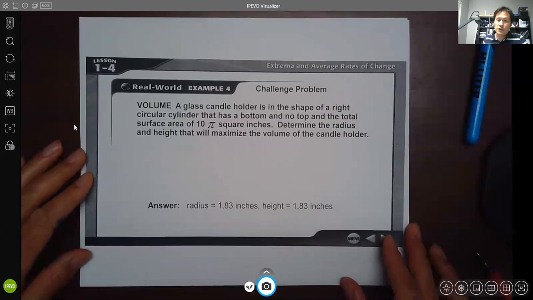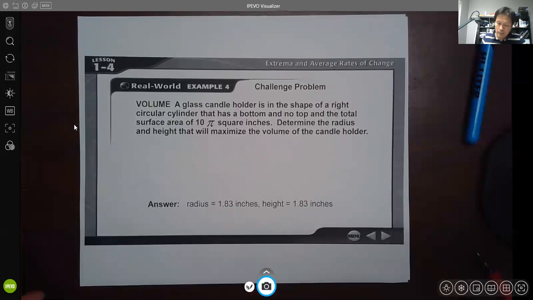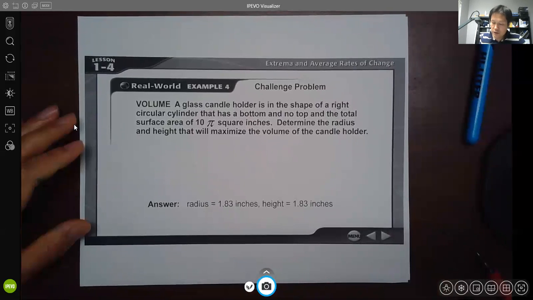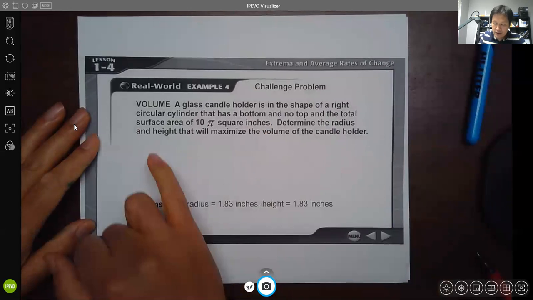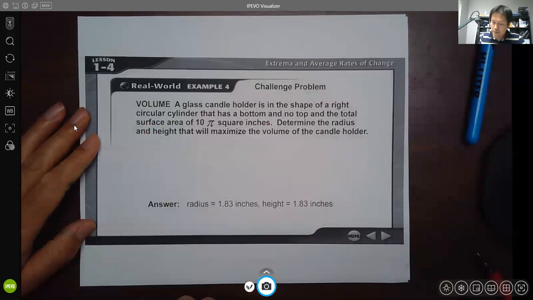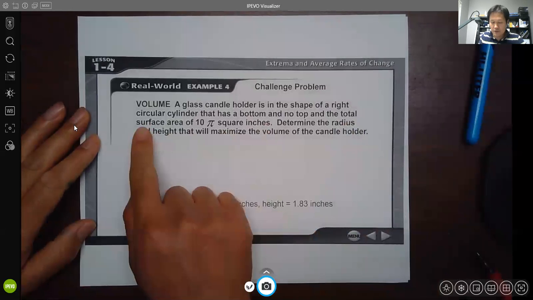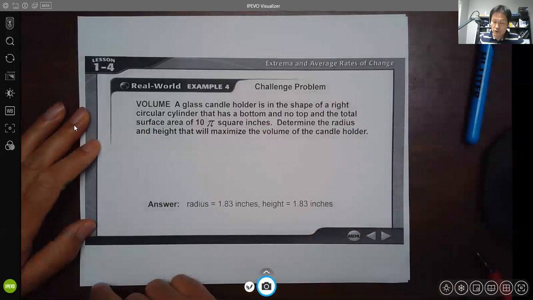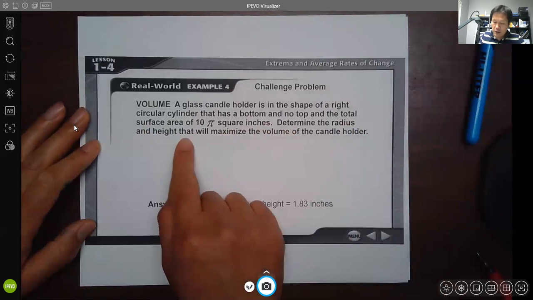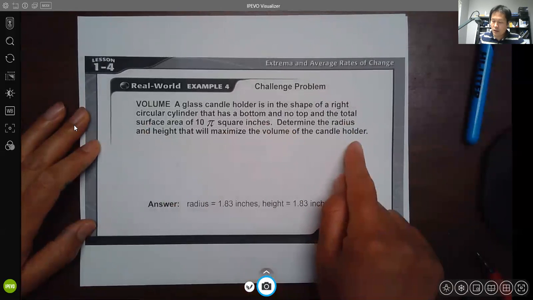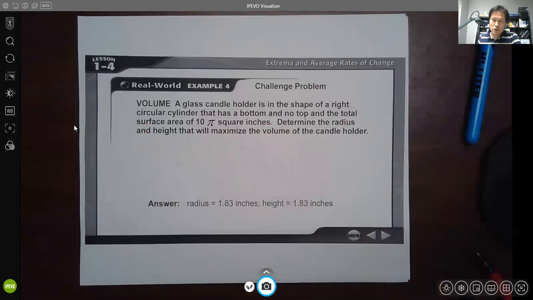Okay, similar question. A glass candle holder is in the shape of a right circular cylinder that has a bottom and no top and a total surface area of 10 pi square inches. Determine the radius and height that will maximize the volume of the candle holder. This is a little challenging question.